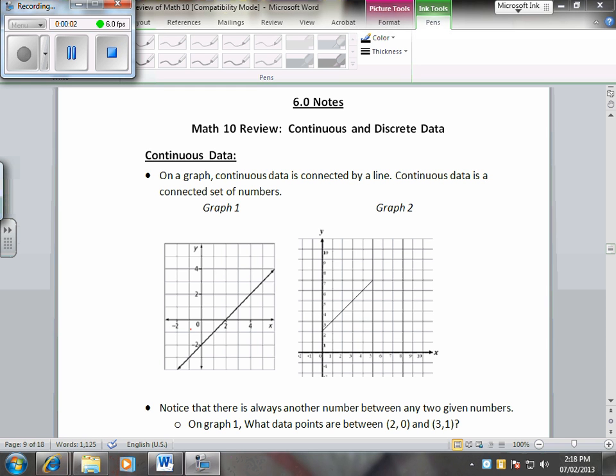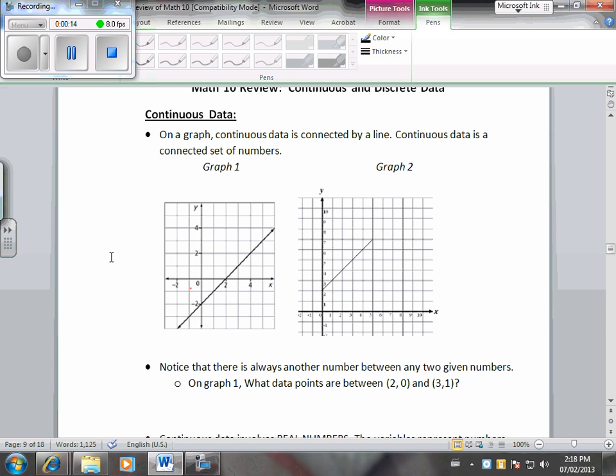Okay, so we just worked on set notation, and now we're going to go over continuous and discrete data. This is when we're graphing. For continuous data on a graph, it's connected by a line. So it's a connected set of numbers. There are two examples here.